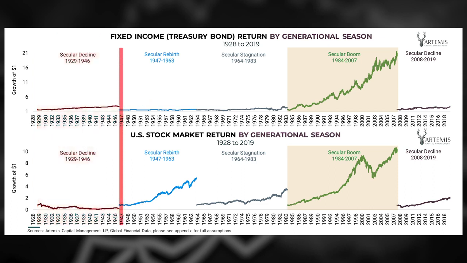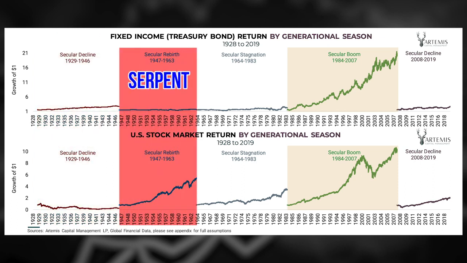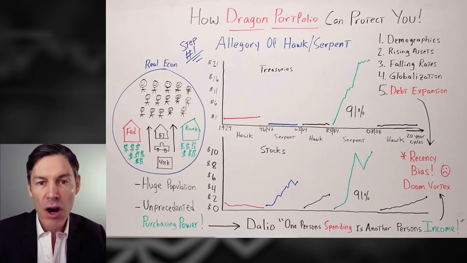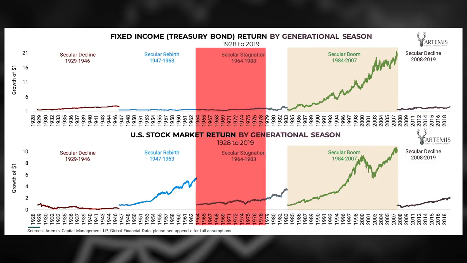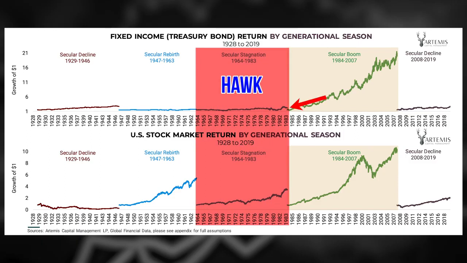Then from 47 to 63, we have a serpent period. Treasuries didn't do much, but stocks went up tremendously. Keep in mind these charts are in nominal terms. They're not adjusted for inflation. From 64 to 83, a hawk period again. Treasuries don't do much, if not go down, and stocks just go up a little.